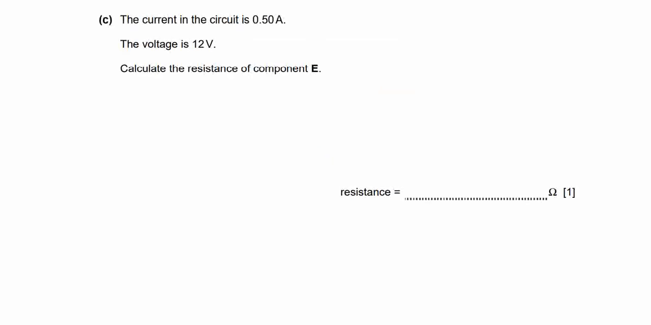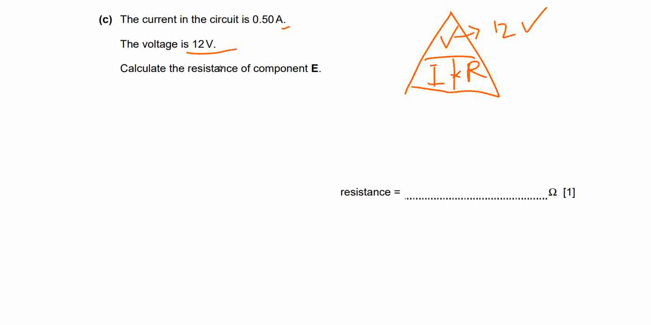Next, question C. The current in the circuit is 0.5 amp. The voltage is 12 volt. Calculate the resistance of the component. So resistance, we have the formula: voltage equals current times the resistance. So now if we have to find the resistance, the voltage is 12 given here, and the current is 0.5 amp.